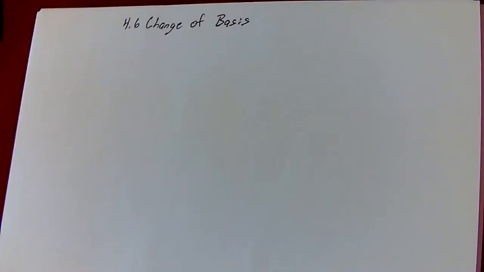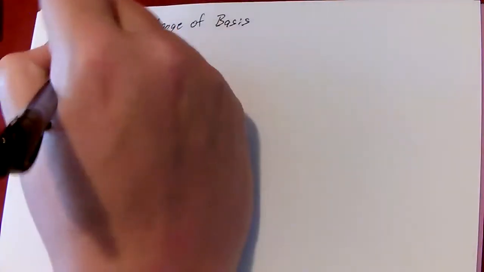In section 4.6, we're going to look at change of basis. So we know that there are spaces with multiple bases. In fact, most spaces have multiple basis vectors that we can use to represent them. Okay, so let's start off.